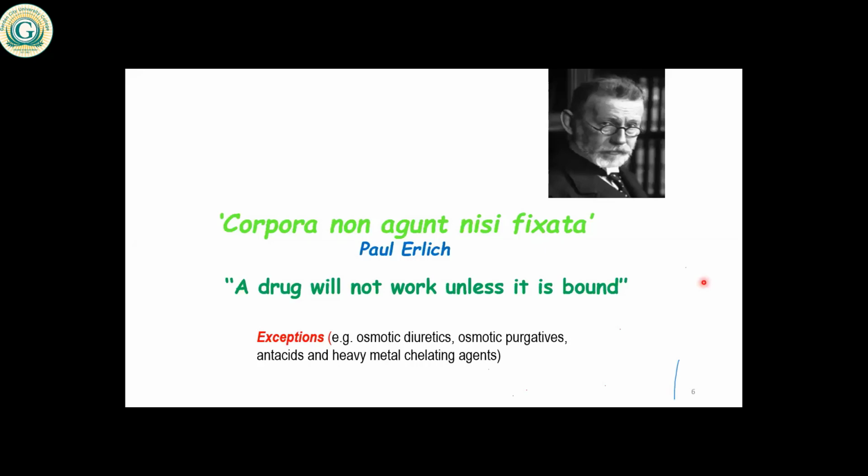Aside from the osmotic diuretics and the osmotic purgatives, other classes of drugs, such as antacids, can also work and give an effect without having to bind to any target in the body. Now, an example of an antacid is aluminium hydroxide, what you often call Aludrox. You can talk of magnesium trisilicate, sodium citrate, etc. All these are antacids.